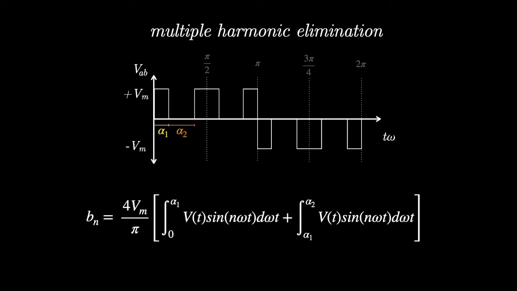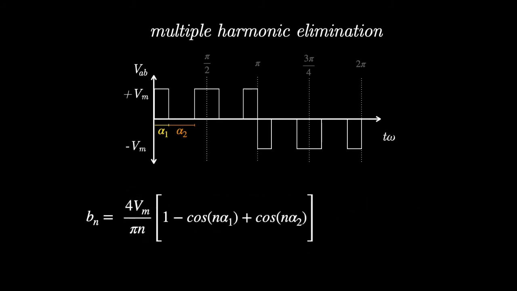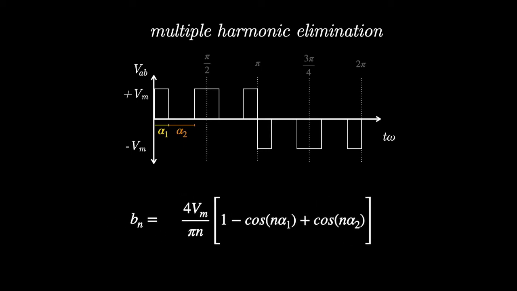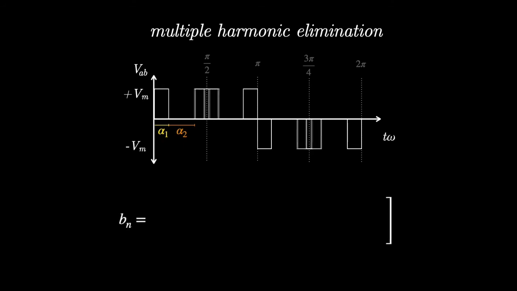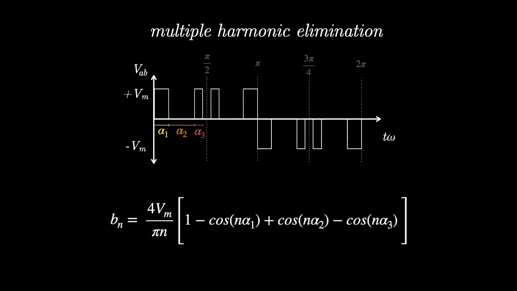Solving the integrals, we have that Vn is equal to 4 times V maximum over pi times n times 1 minus cosine of n alpha 1 plus cosine of n alpha 2. Now, this equation describes the nth harmonic for our signal. But if we want to eliminate 3 harmonics, we will need another angle. Repeating the same steps we did before, our Vn will be equal to this equation.